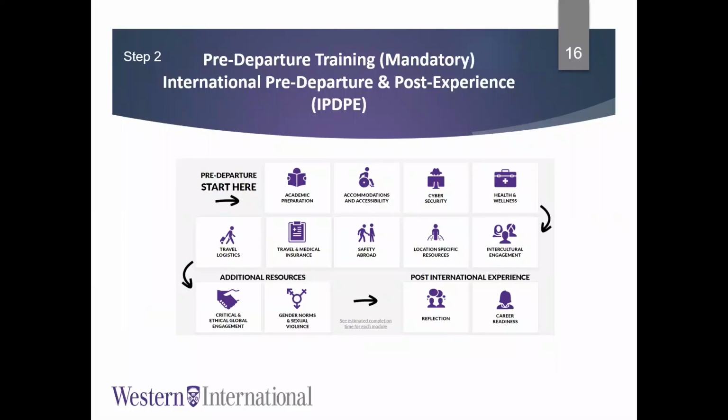No? We're good? Okay. So step 2, this is a mandatory step. Western has developed a comprehensive training module to help prepare Western students for their international travel. You can see that in the first 2 rows, there are 9 modules. For the academic preparation, you do not have to do that because it doesn't apply to you. It applies only to exchange and study abroad students. But other than that, the other 8 modules in the first 2 rows are mandatory modules for you to complete.